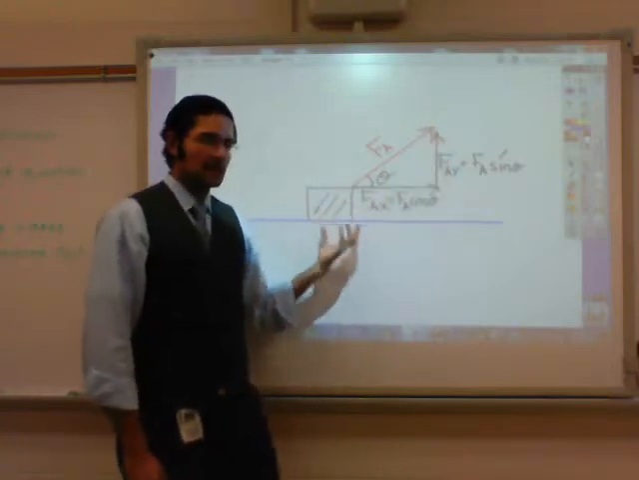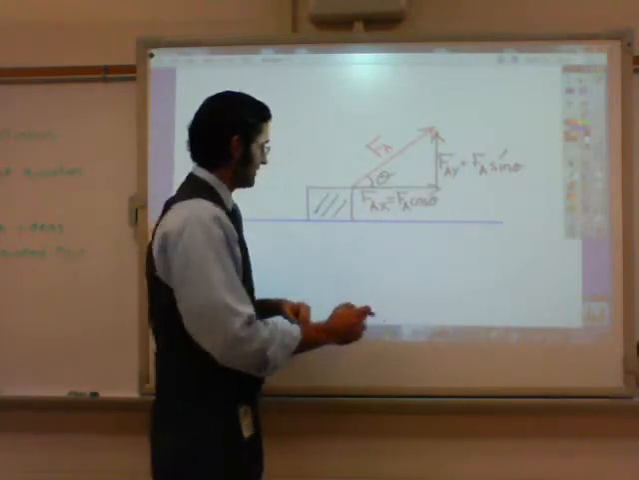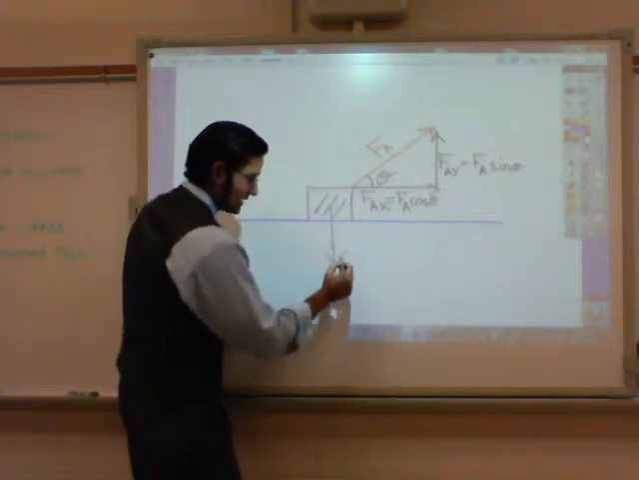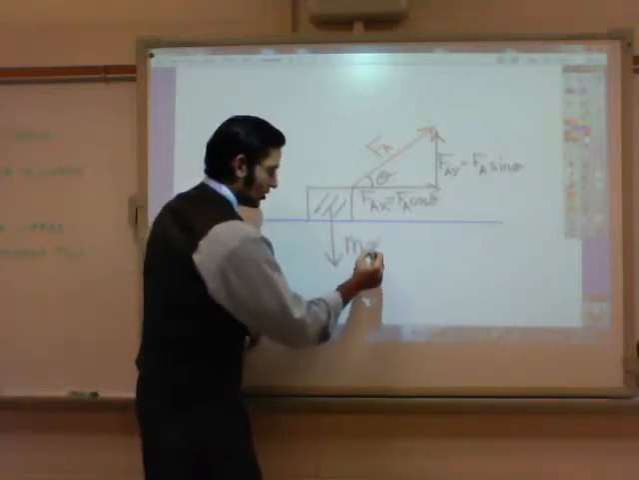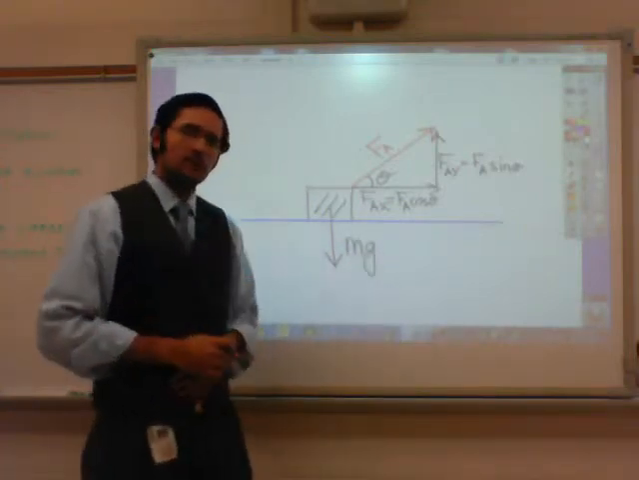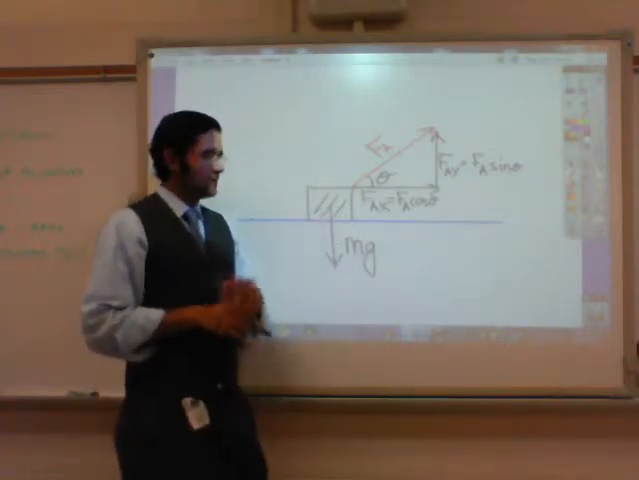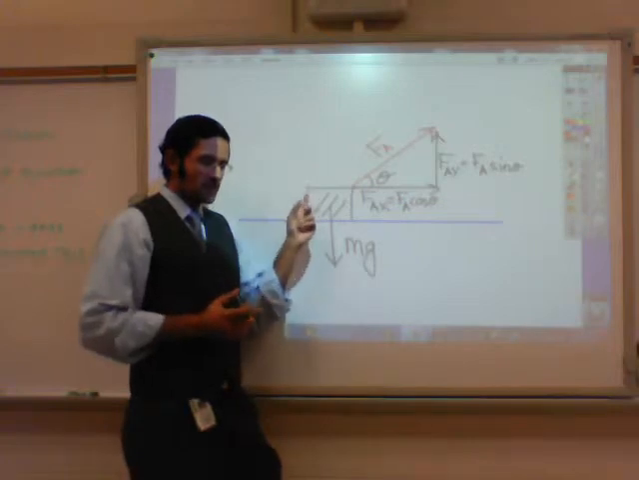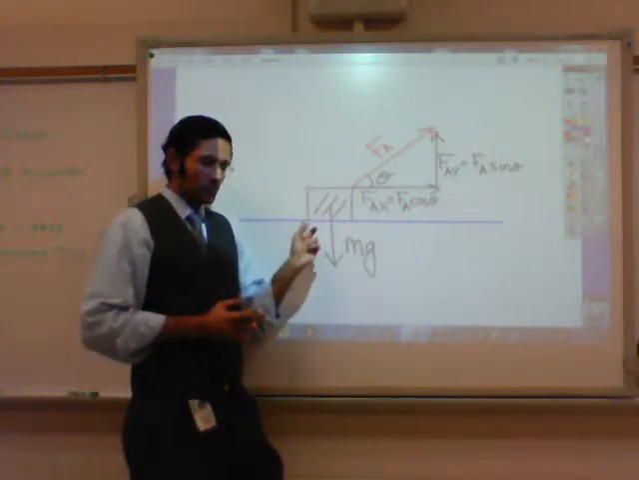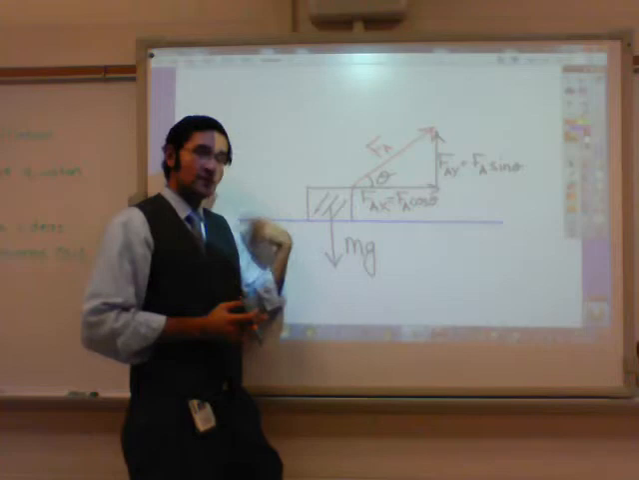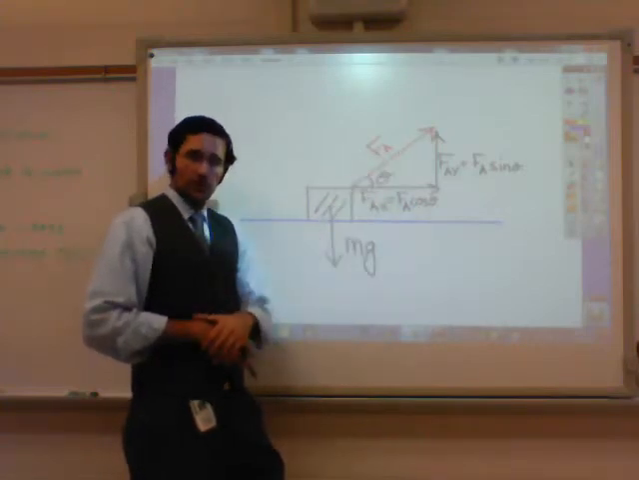So how does this impact our normal force? Well, the force of gravity is always drawn downwards. That's the first thing you should draw. You should say the force of gravity is always down. So how does the normal force get impacted? Well, you've got to ask yourself a question. Is the box pressing against the surface with a greater force or a weaker force than in the previous example where there was no rope?